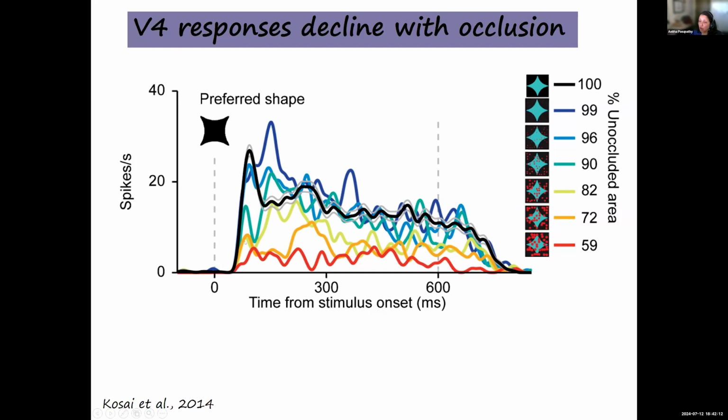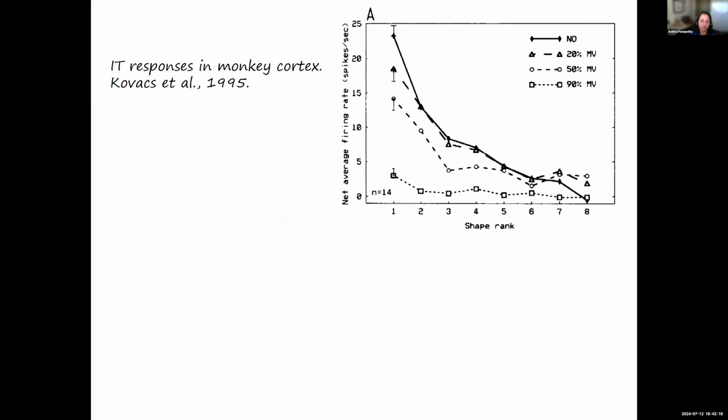And this is what we saw in lots and lots of V4 neurons. And this is also consistent with what other people have shown in IT cortex. For example, Kovacs and colleagues showed that the responses of IT neurons declined. So here they're showing the response on the y-axis to a rank-ordered set of stimuli.